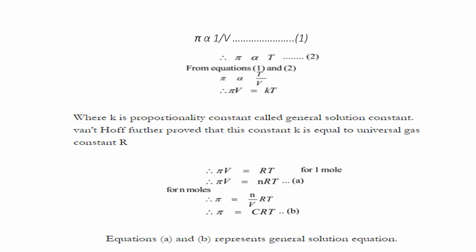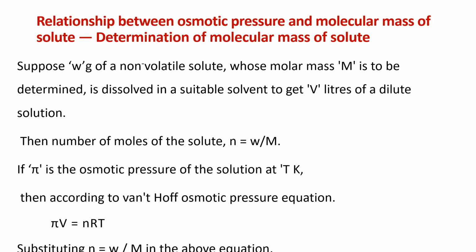Or pi V is equal to nRT for n moles. Then pi is equal to nRT divided by V. We know n by V is equal to C, so pi is equal to CRT. Here the equations A and B represent the Van't Hoff general solution equation. Next we can discuss the relationship between osmotic pressure and molecular mass of solute.